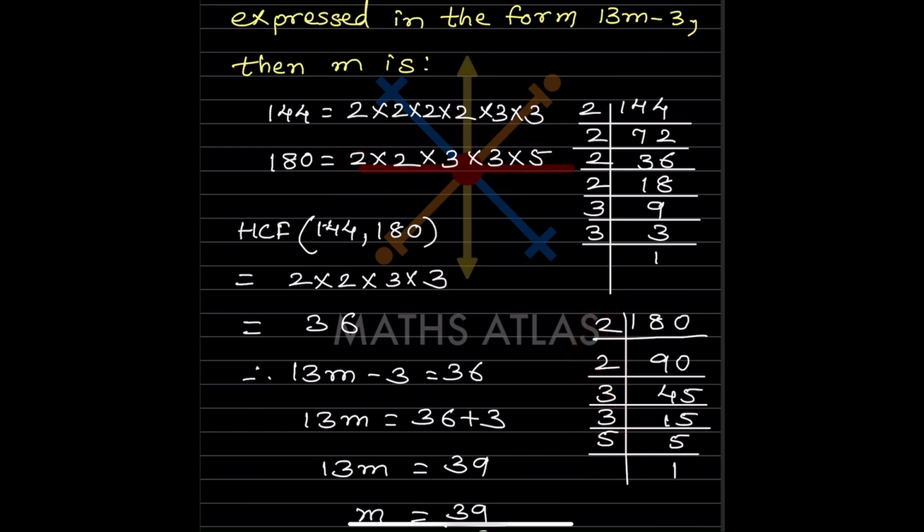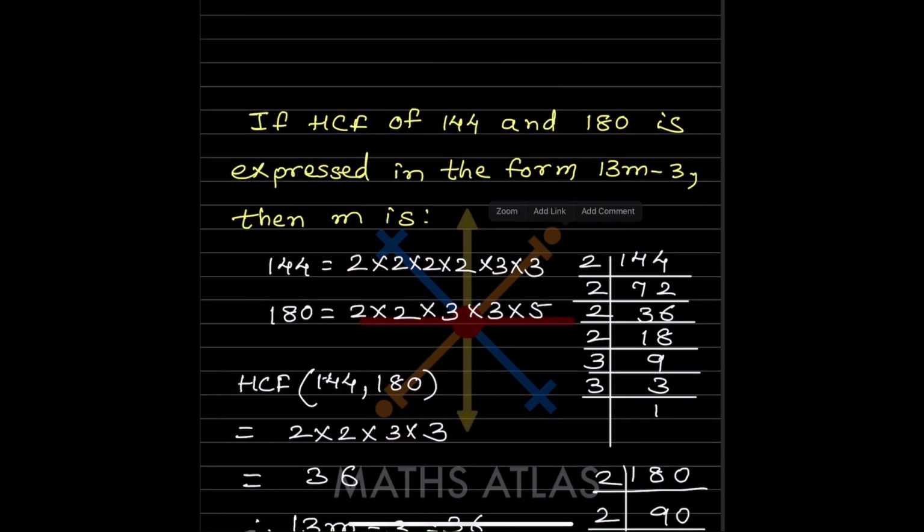So now you know the HCF means we take only the common ones. Like this will be 2 and this 3 and this 3. So 2, 2, 3, 3. 2 multiplied by this one. So 2 2s are 4, 4 3s are 12, and 12 3s are 36. So the HCF of 144 and 180 is 36.